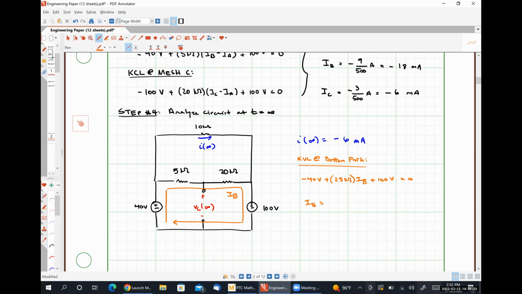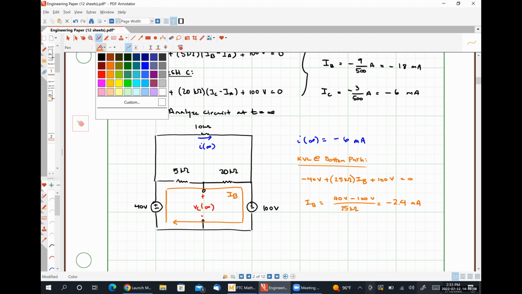From this, IB is 40 volts minus 100 volts over 25 kilo ohms. I don't want to make a mistake doing mental math here, so I'm going to put this in my calculator. So negative 60 divided by 25,000 comes out to be negative 2.4 milliamps.